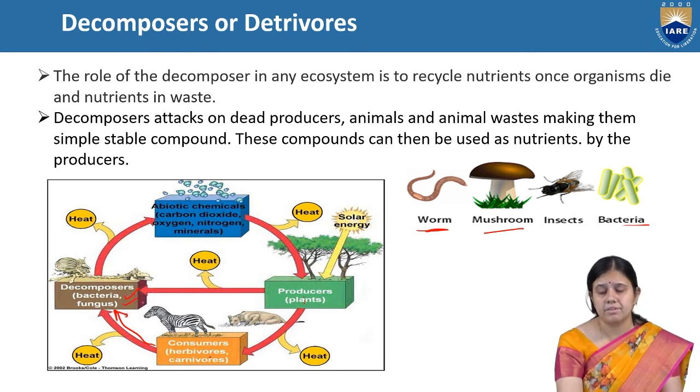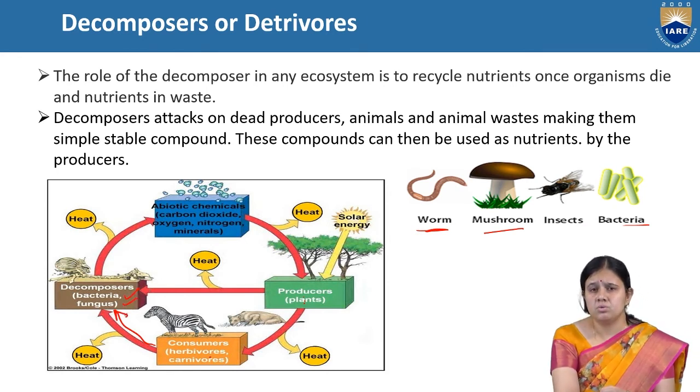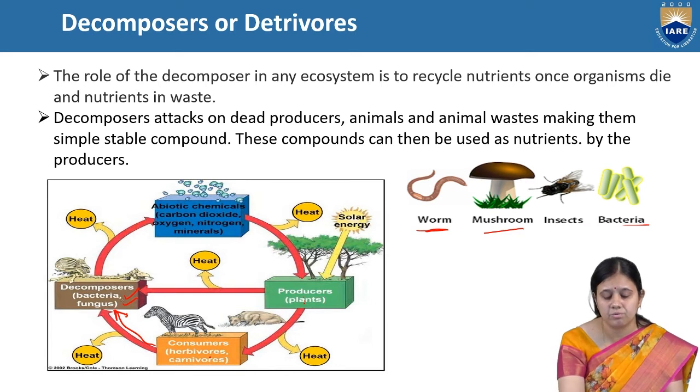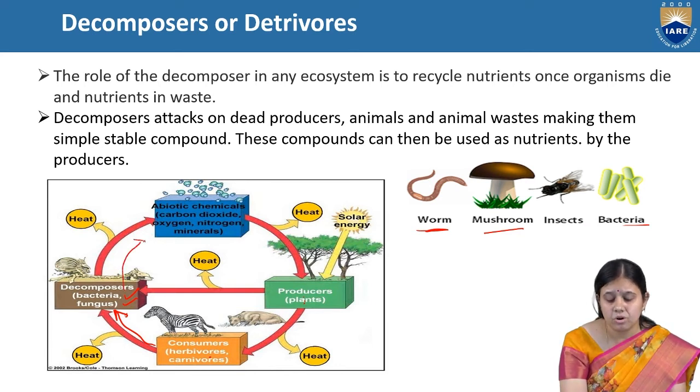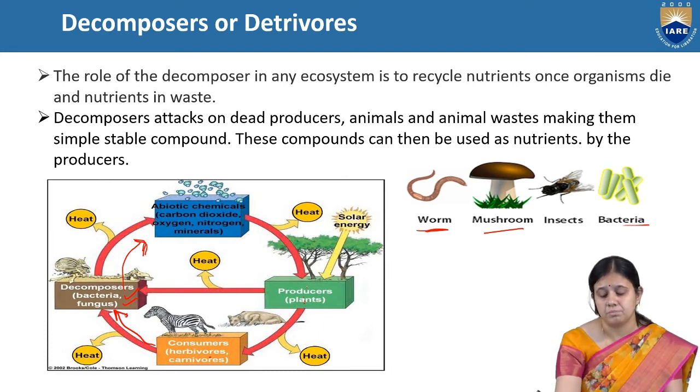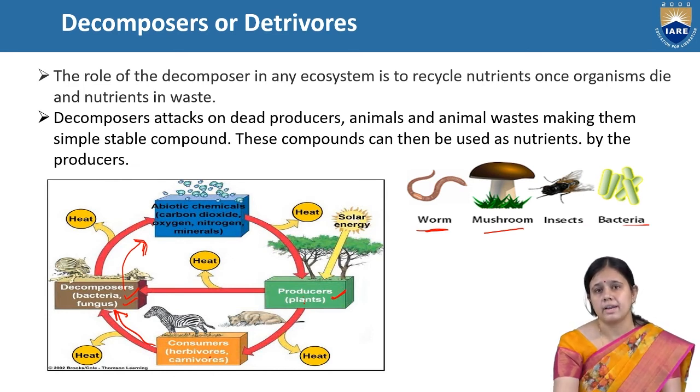Decomposers are bacteria and fungus. Their role is to decompose all the stable compounds present in the dead body of an organism, and then they will provide them again to the environment in the form of abiotic forms. And all these are again used by the producer plants, and they will come again into the ecosystem. So all these processes are interrelated.